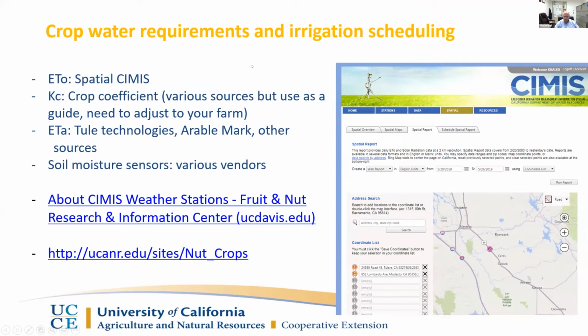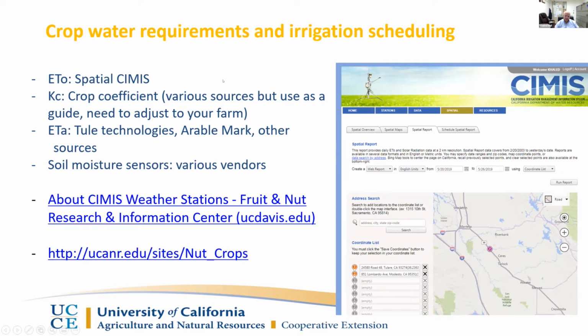Crop water requirements, like I mentioned earlier: CIMIS, the California Irrigation Management Information System, is relatively easy to use. You can get basic information about daily ETo without creating an account. You can just look at the county, and you'll find several CIMIS stations. You can get very basic information about the ETo in your area.